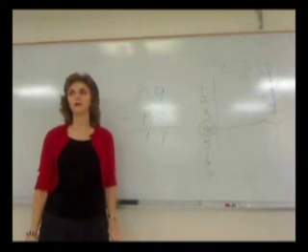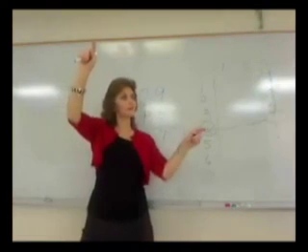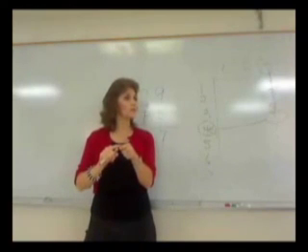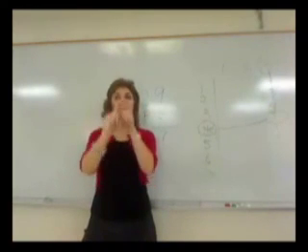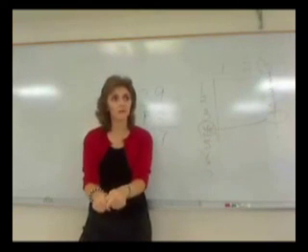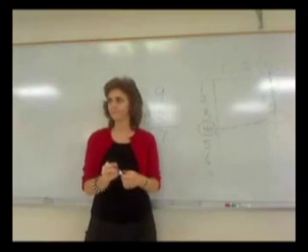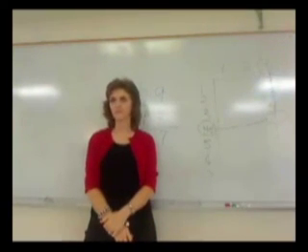Are we okay? So to add, you find 1 at the top, 1 at the side. Where they come together is the answer. To subtract, you find the bottom number of the equation at the top, go straight down to the top number, cross to the left, there's your answer. Does anybody have any questions?